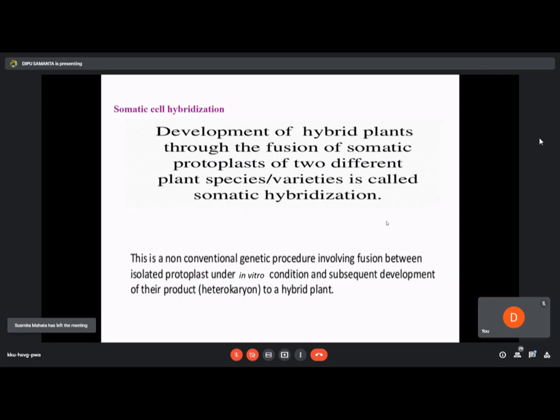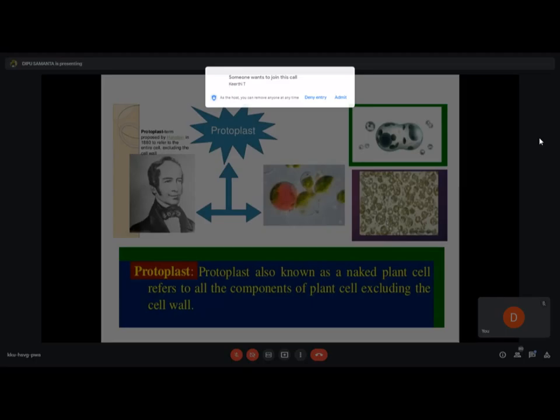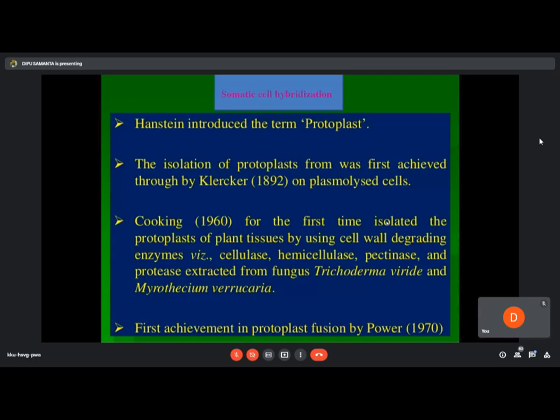Before going to the details of protoplast culture and so on, I will give you an idea of what a protoplast is. Protoplast is known as the naked cell, that is, a cell without a cell wall. So a cell without a cell wall is known as protoplast. These are photographs of protoplasts. Hanstein first proposed this term protoplast. The isolation of protoplast was first achieved by Cocking, who first isolated protoplasts from plant tissues. The first protoplast fusion was achieved by Power in 1970.